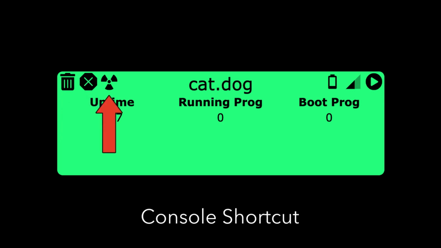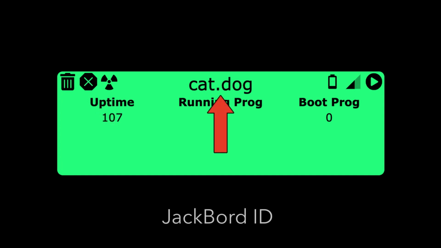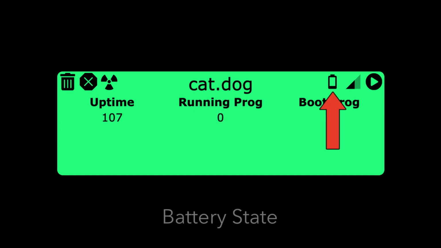Next is the console shortcut, which is an experimental feature. It will take you to the new console. More about the command line later. This is the JackBord ID of the personality and is used to identify it. Hovering the mouse pointer over the JackBord ID will show the ID of the personality. The battery icon gives you an indication of the state of the JackBord's internal battery.